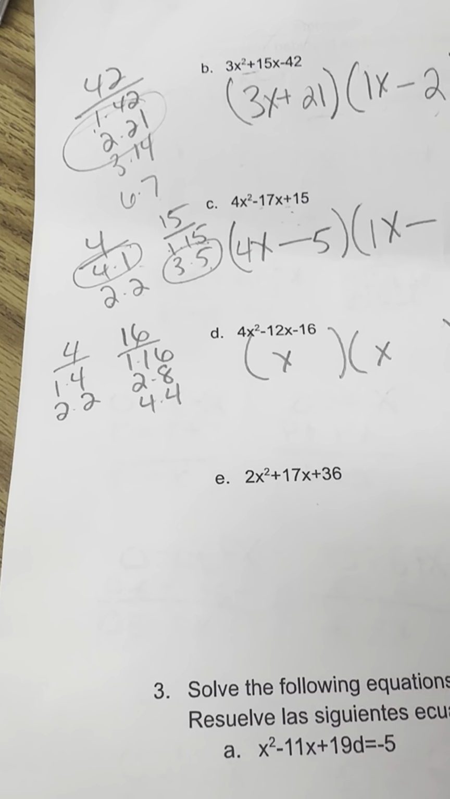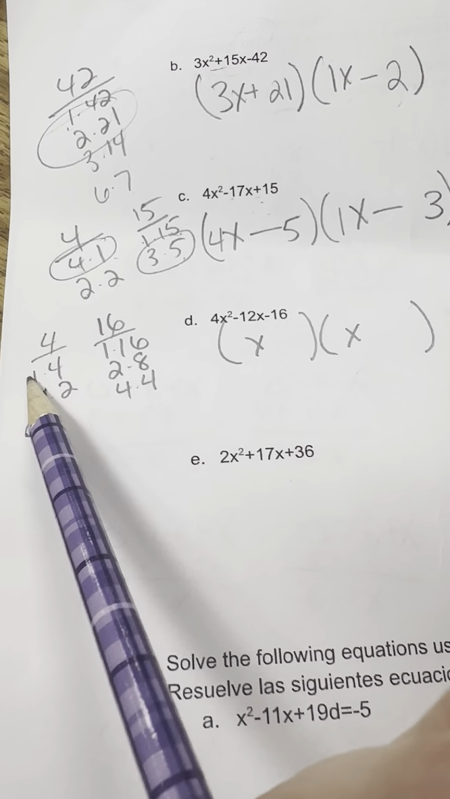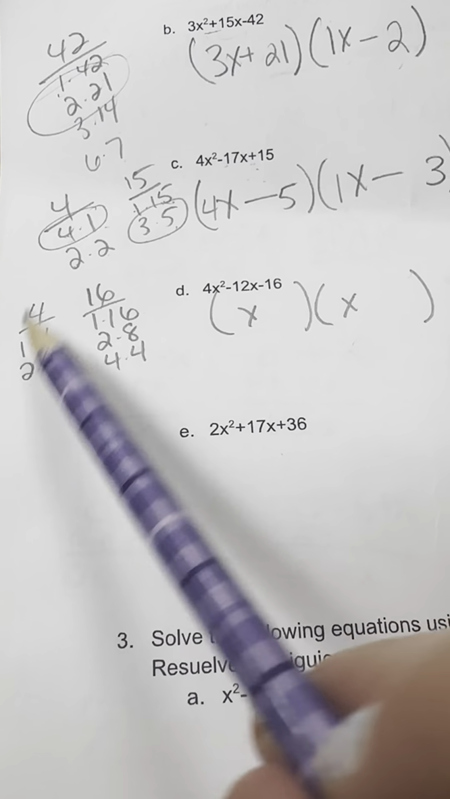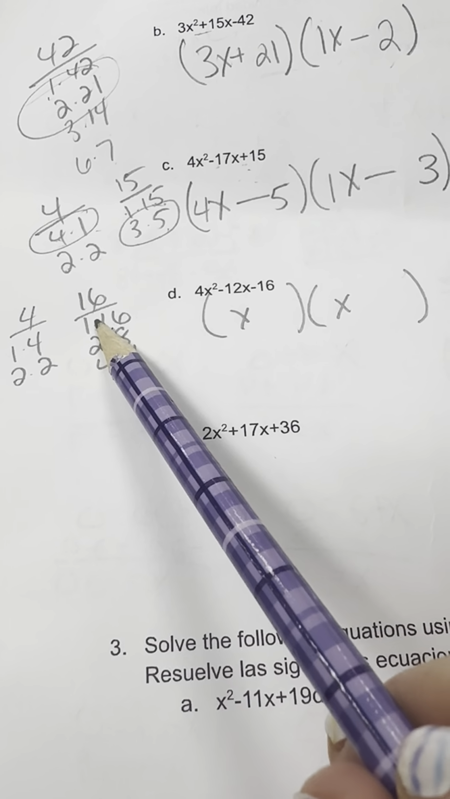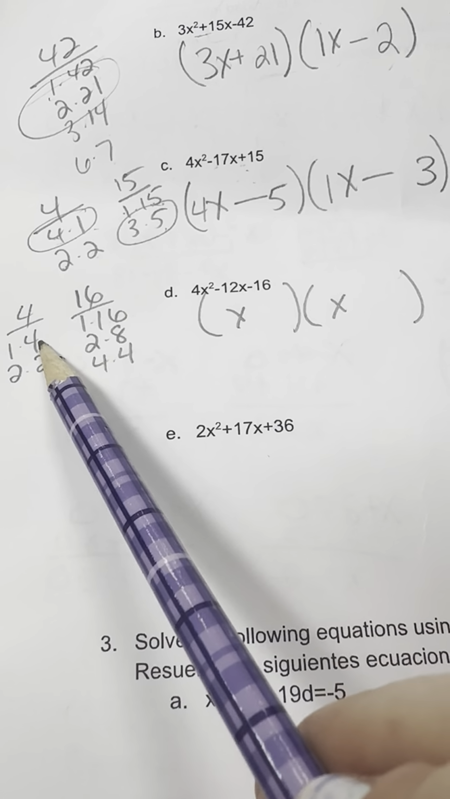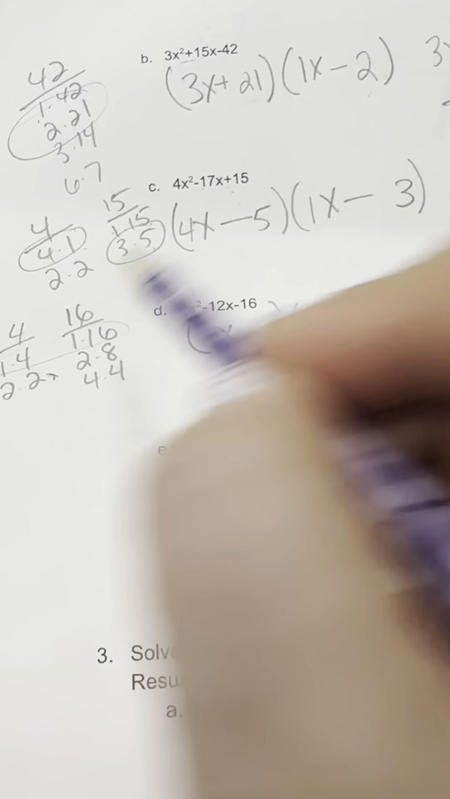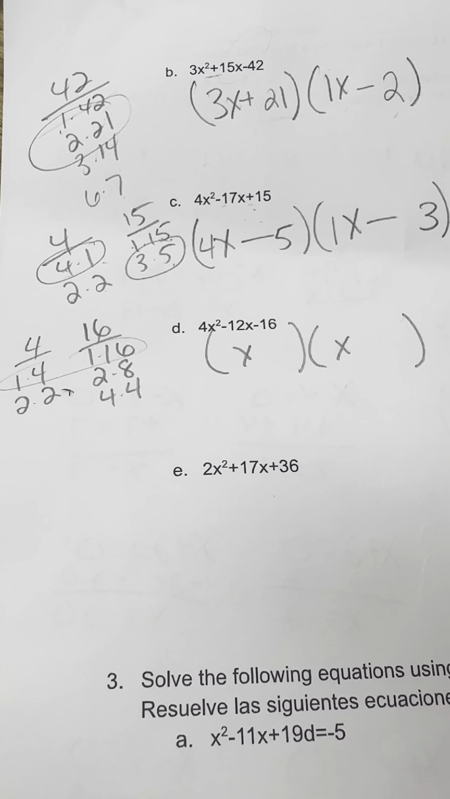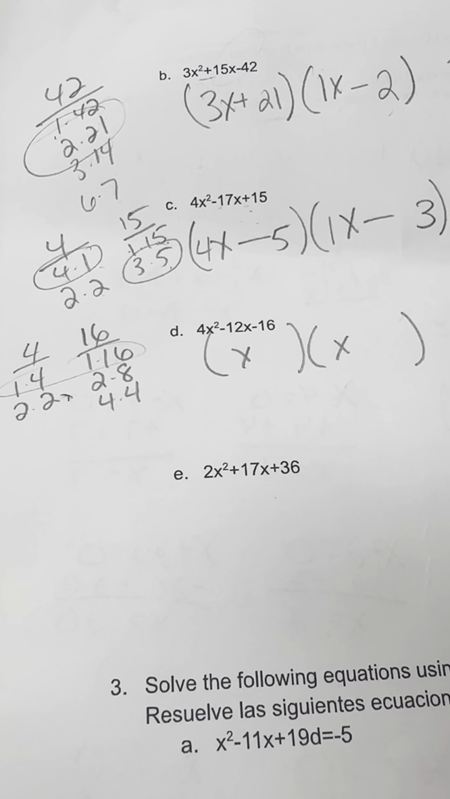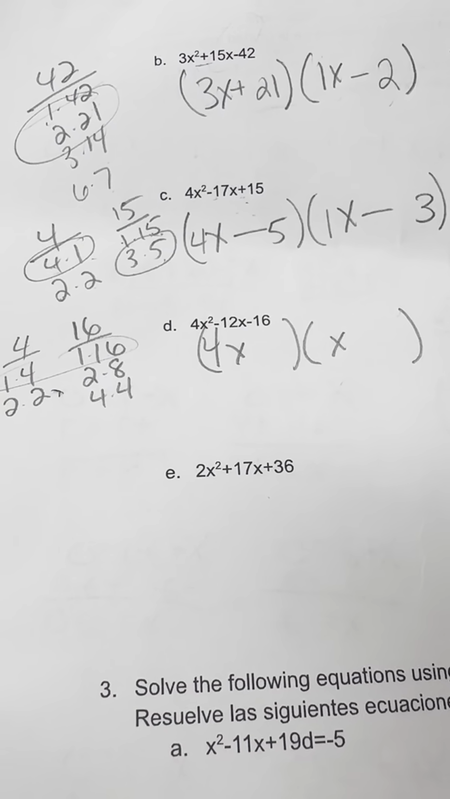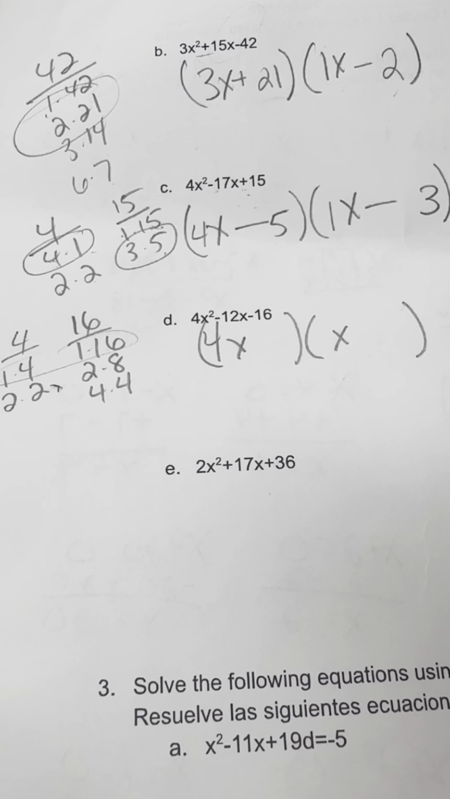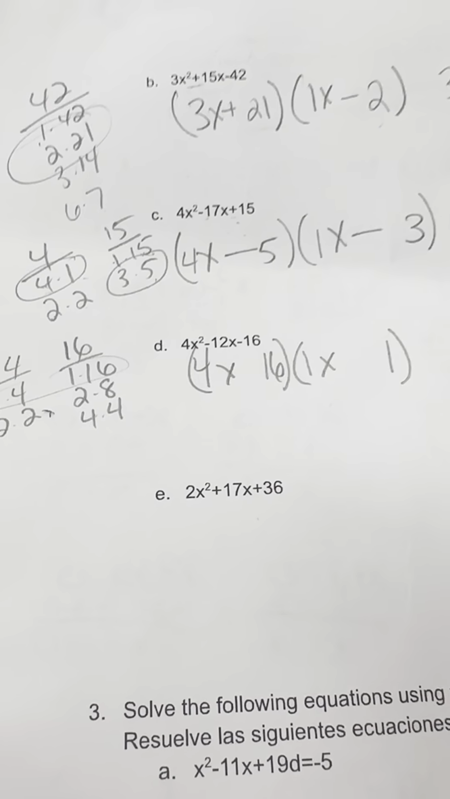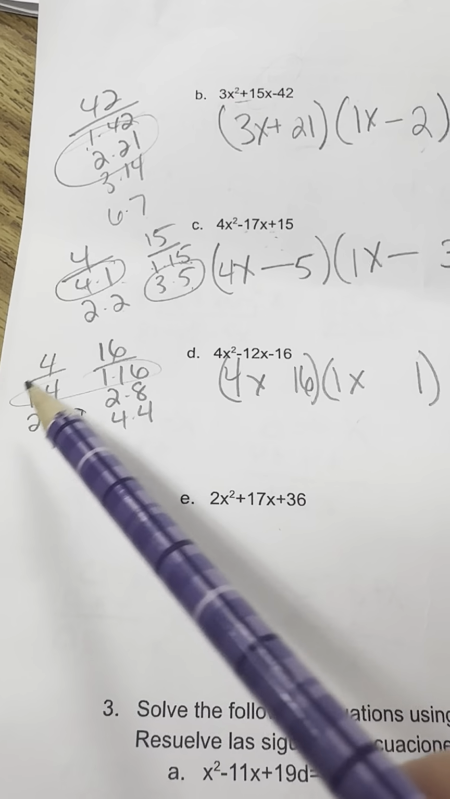All right, let's see. I can do 1 times 1, which is 1, 4 times 16, that doesn't work. 1 times 16, 4 times 1, 16 minus 4 would give me 12. All right, let's start with that one. So I need a 4 here, and a 16 here, and that's going to be a 1 and a 1. So I'm just using the different numbers.